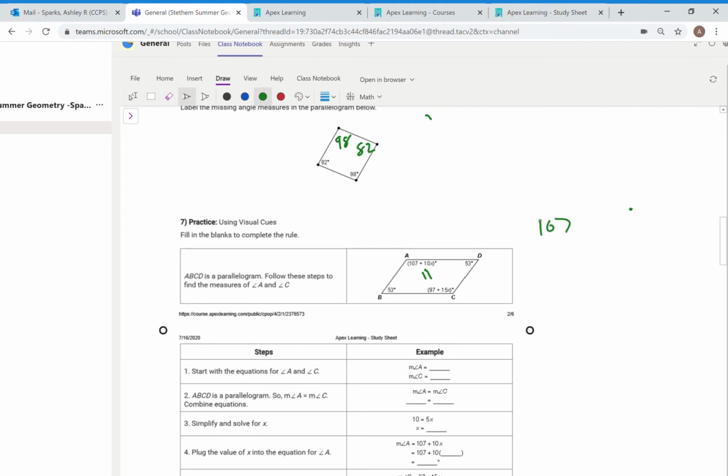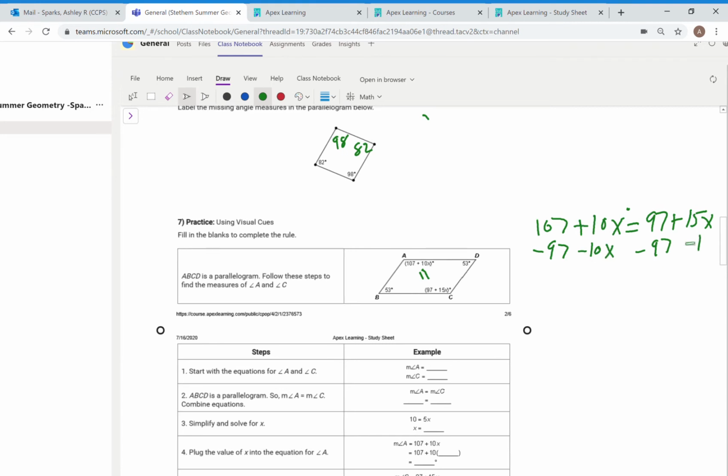And I'm going to do it on the side instead of filling in what they have. So 107 plus 10x equal to 97 plus 15x. If you're a little bit stronger, you can subtract the 97 at the same time as subtracting the x. Just keep yourself as straight as possible. I always like to subtract the smaller x as well, as another tip I'd give you. So that cancels. That would give me 10. When I set that, that cancels, and I'm left with 5x.